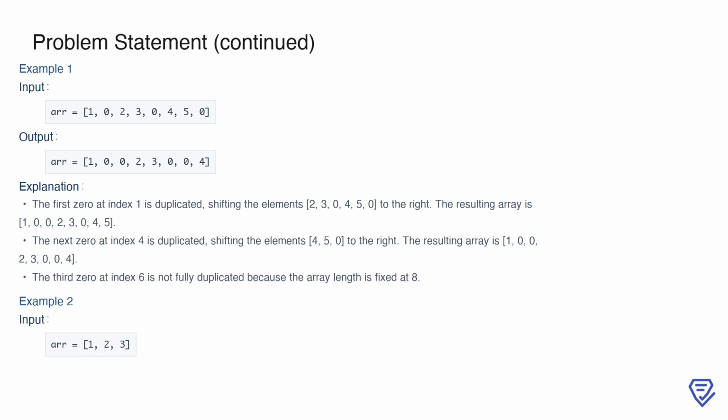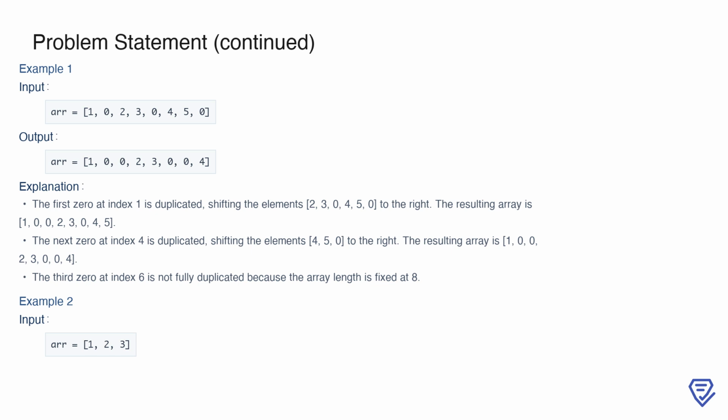Suppose the input array is 1, 0, 2, 3, 0, 4, 5, 0. The first 0, located at index 1, is duplicated, causing the elements 2, 3, 0, 4, 5, 0 to shift one position to the right. This results in the intermediate array 1, 0, 0, 2, 3, 0, 4, 5. Next, the 0 at index 4 is duplicated, shifting 4, 5, 0 further to the right. The array then becomes 1, 0, 0, 2, 3, 0, 0, 4.